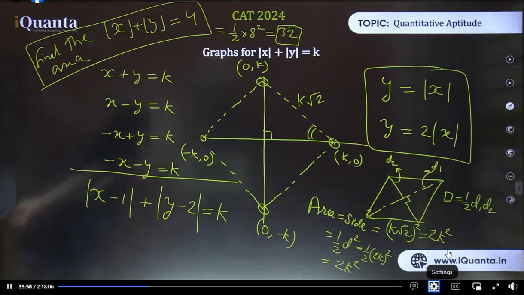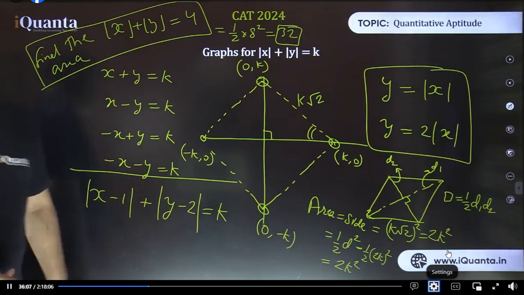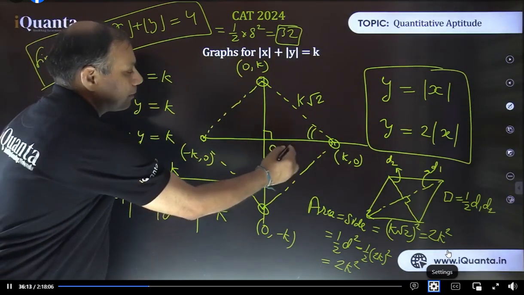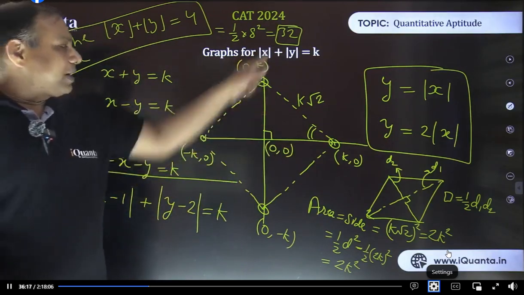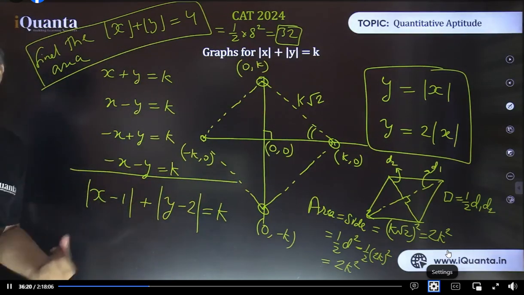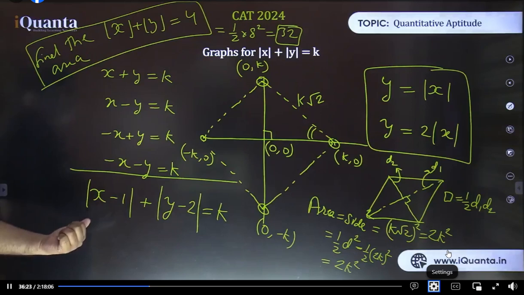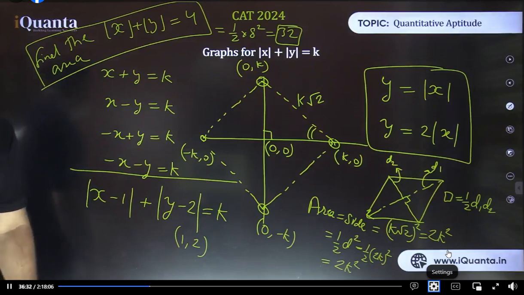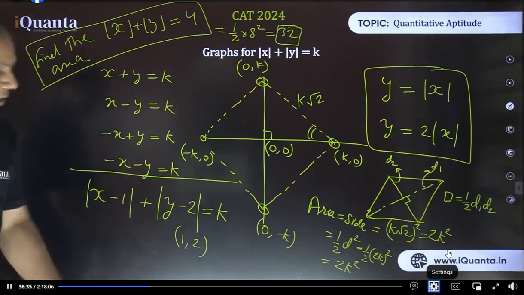Exactly, good. That's a perfect answer. It will be exactly the same shape. The only difference will be that its center will be shifted. See, in this case, the center was the origin, 0, 0. In this case, the center will be shifted now. What will be the center now? It will be 1, 2. That is the only difference. It will be just a shifting of the graph.